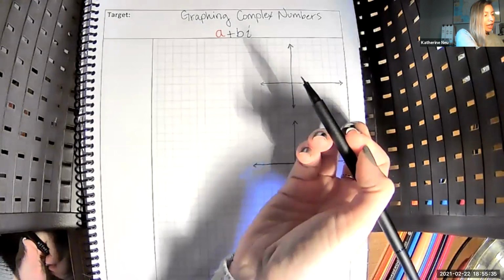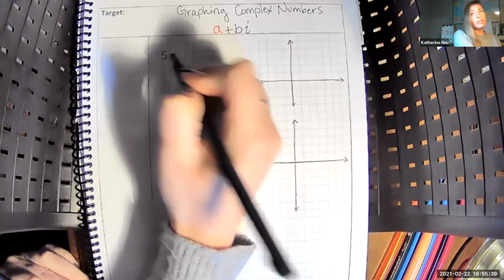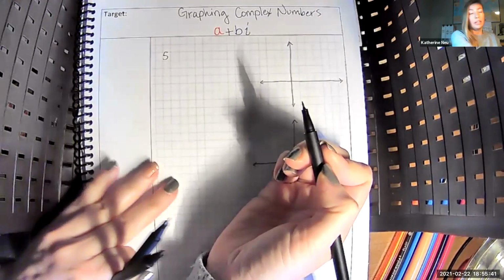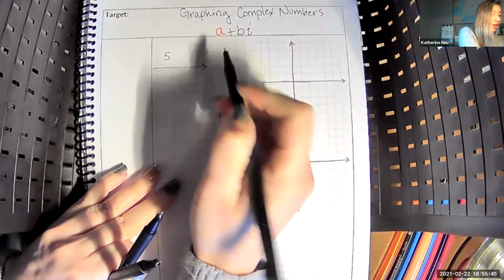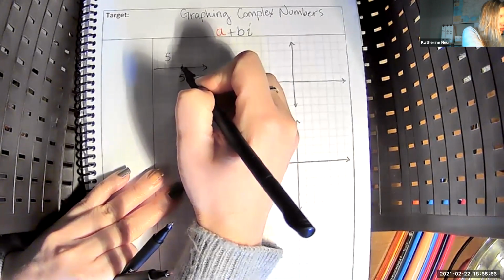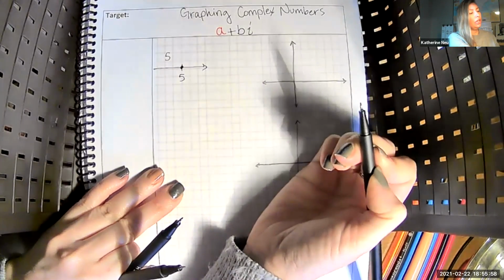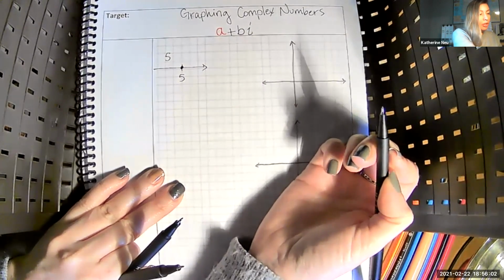Let's just say I have any regular number, like the number 5, and I ask you to graph that on a number line. You're gonna be like, okay, Miss New, I can do that for you. So here you are. You plot a point on the number 5 on the real number line.